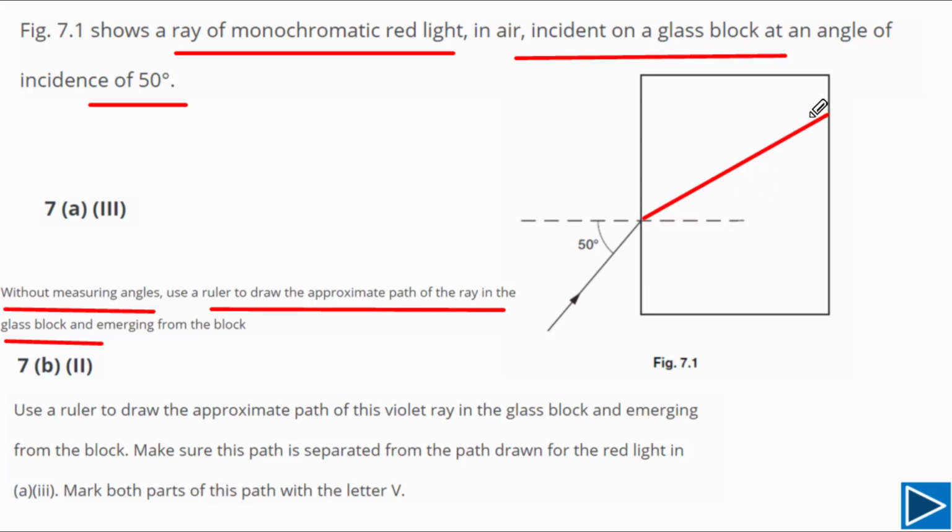We need to draw another normal at this side, and then we need to draw the emergent ray. So this is our normal at this side.